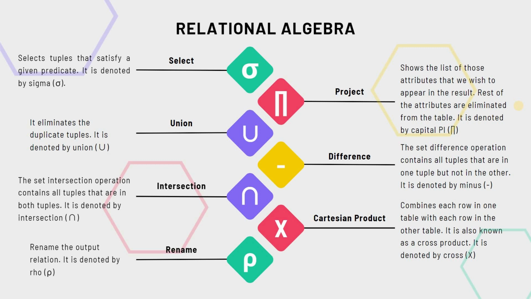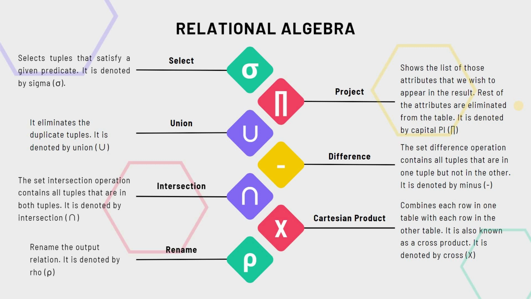Project is used to show the attributes as needed and eliminate the rest. It is denoted by a capital Pi. Union is used to show elements from both relations. It basically eliminates duplicate tuples. It is denoted by the union sign. Difference shows the elements that are in one relation but not in the other. It is denoted by minus.